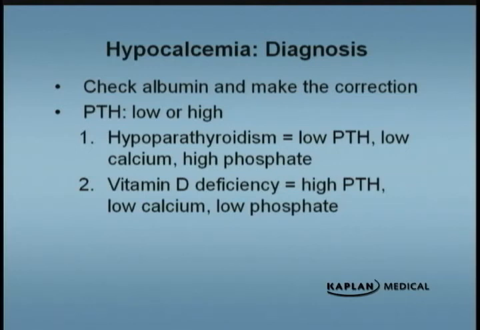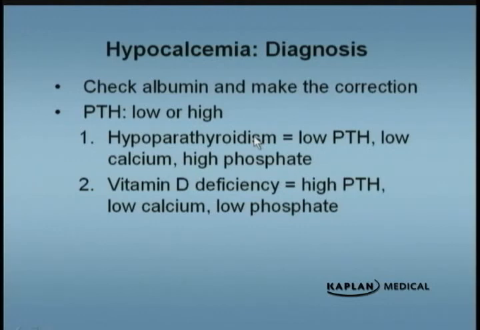phosphate in the urine. With vitamin D deficiency, it's very interesting, because now we have a high PTH, secondary hyperparathyroidism. The low calcium is what causes the high PTH. But now, because the parathyroid hormone is high, your phosphate is low. Why is it low? Because your parathyroid hormone acts on the kidney, and what it does is it blocks the reabsorption of phosphate.